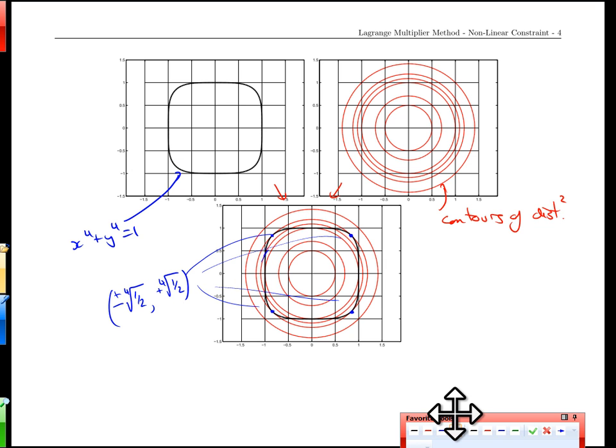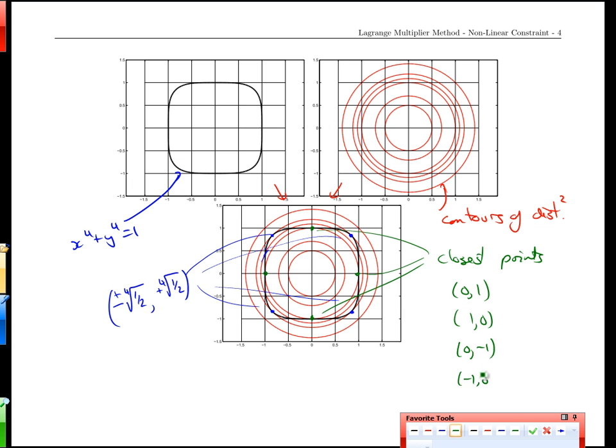What about the other 4 points? We also said that 0, 1, so right here, and negative 1, 0, 0, negative 1, 0, 1, were the closest points. And guess where those are? The ones that we found algebraically. Let's do them in the same order. And 0, negative 1, and negative 1, 0. Those 4 points we can see are the closest.